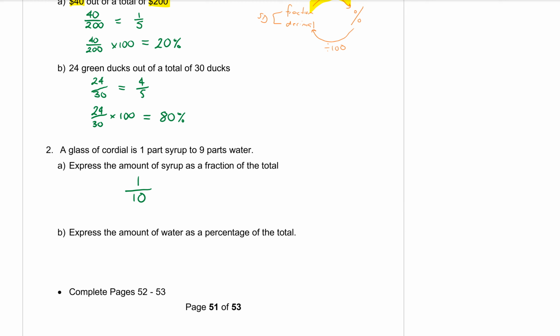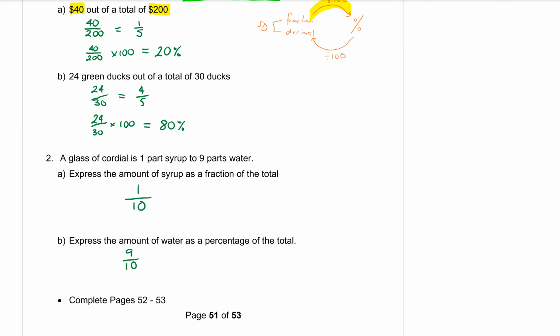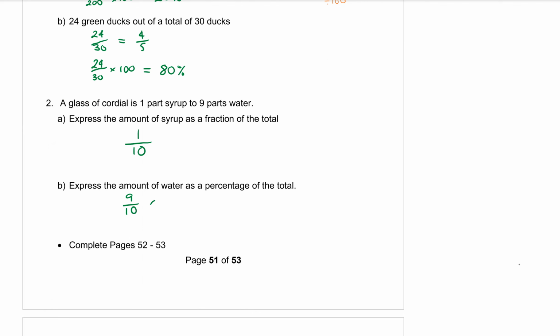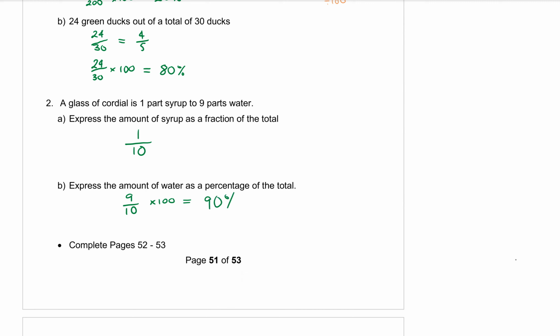Part B. Express the amount of water as a percentage of the total. Now, if 1 part was syrup, remember 9 parts out of the 10 are water. But this time it asks me for a percentage. Back up here to my diagram. Turning a fraction to a percentage, we times by 100. So let's go times 100 and type that in your calculator and you will get 90%. That's right. 90%. Okay, so that gives you 2 final pages to complete.